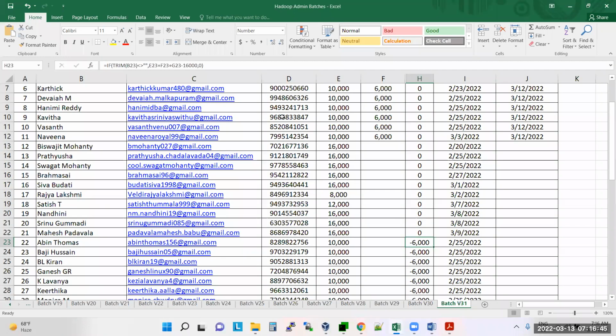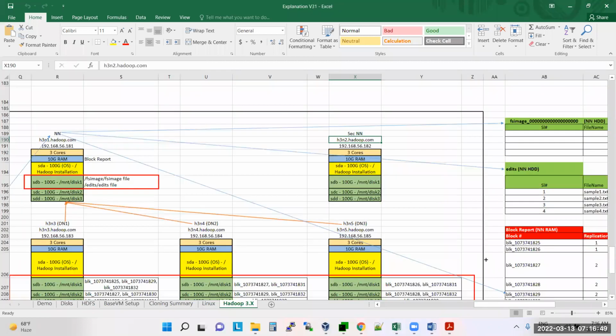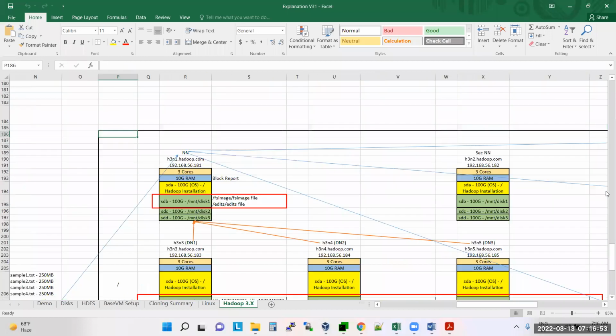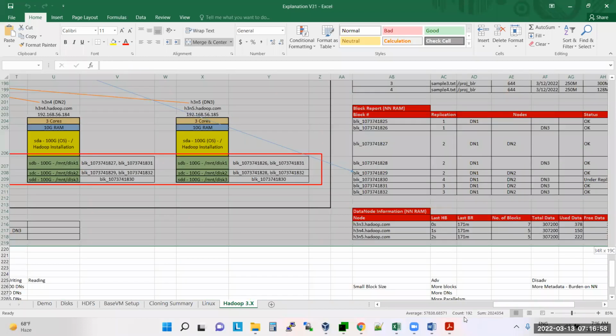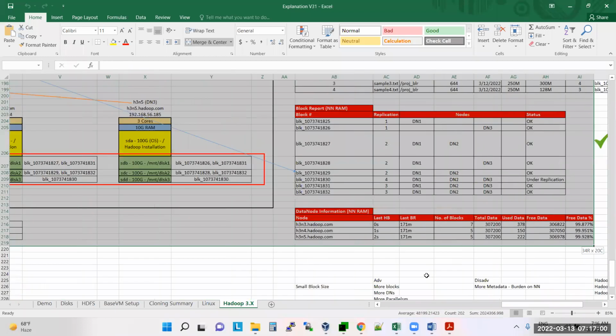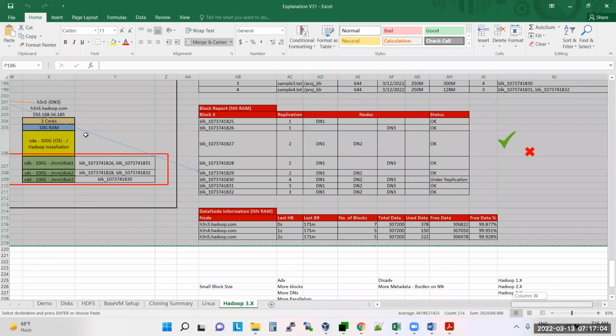Fine, I will take the same picture again. Checkpointing is the only work. Yes, we will discuss it.